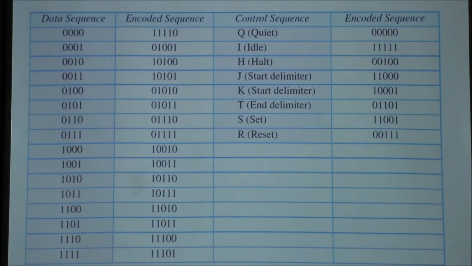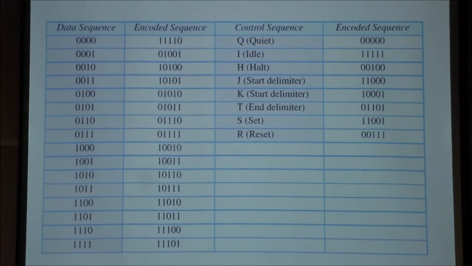So this is an example of 4B/5B. When we have 4B, that means we have 2 to the power of 4 combinations of bits. So how many combinations do we have?